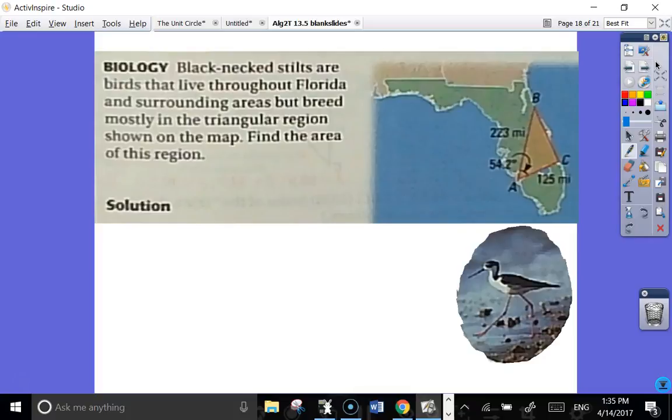So notice that they've actually labeled the vertices A, B, and C, but you don't really need that. You could see that there's two sides and the angle that connects them, the included angle. So we need to use that. We're going to say the area of that triangle is 1/2 times 223 times 125 times the sine of the angle between, looks like 54.2 degrees.